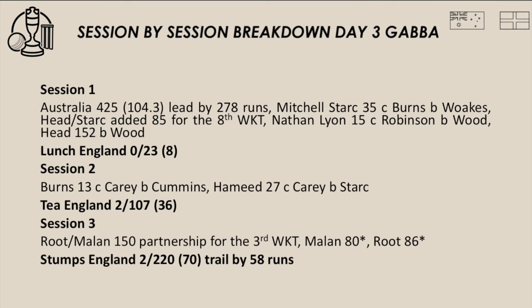Let's have a look at the session-by-session breakdown of Day 3 of the first Ashes Test from the GABBA between Australia and England. In the first session of play on day number 3, Australia were bowled out for 425 from 104.3 overs with a lead of 278 runs over England in the first innings. Mitchell Starc was the first wicket to go for Australia in the first session for 35. Caught Burns, bowled Woakes. He and Travis Head added 85 for the 8th wicket, which were vital runs for Australia in their first innings.